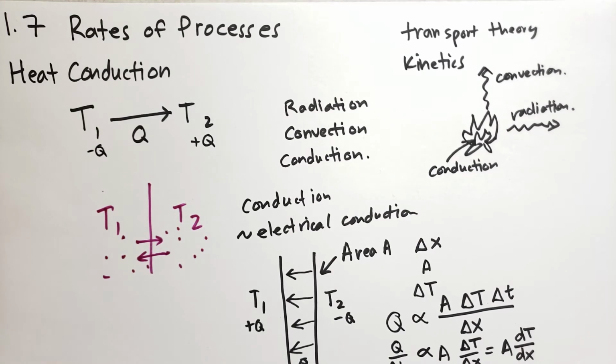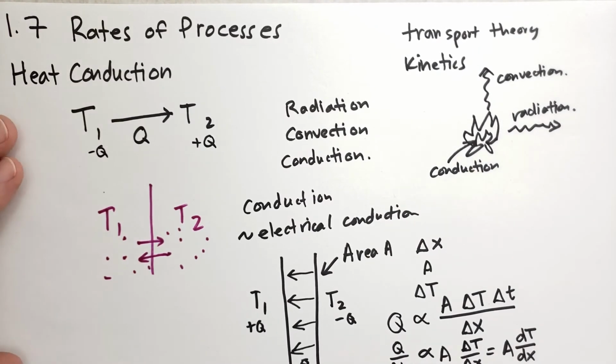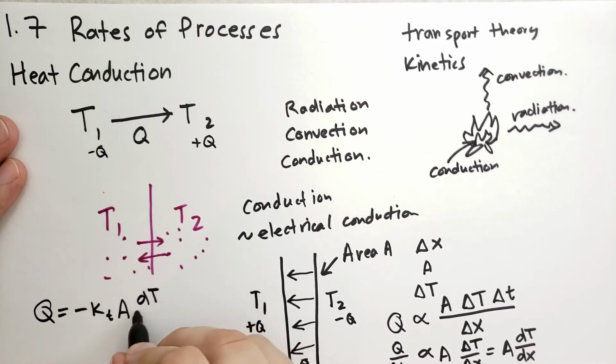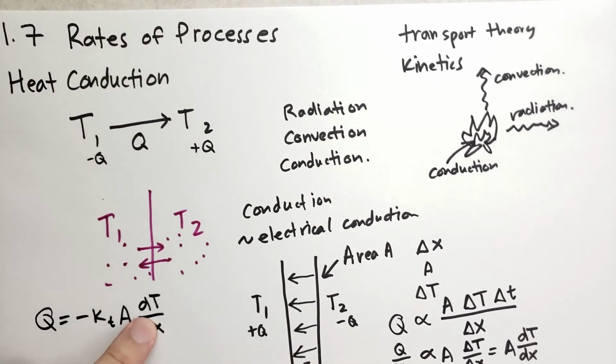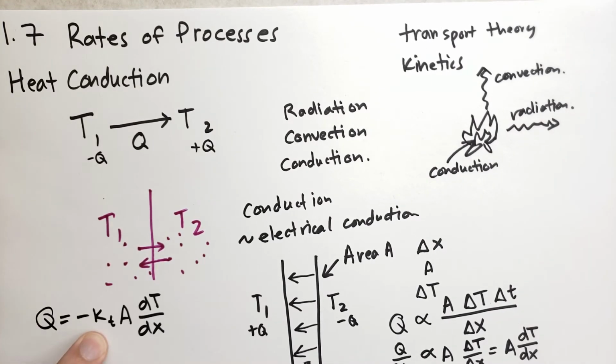Okay? And we're going to rewrite this as an equation called the Fourier heat conduction law. We're going to say Q is equal to minus K_T times the area times the heat gradient of the substance, right? So the temperature over the position. This was discovered by Fourier, who proposed it. This K is called K_T, but in Fourier's heat conduction law, it's just simply K. So we're going to call it K_T to distinguish it from Boltzmann's constant.